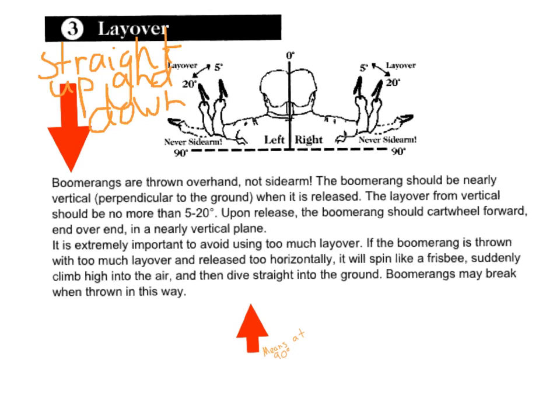Layover. Boomerangs are thrown overhand, not sidearm. The boomerang should be nearly vertical, perpendicular to the ground when it is released. The layover from vertical should be no more than 5 to 20 degrees. Upon release, the boomerang should cartwheel forward, end over end in a nearly vertical plane. It is extremely important to avoid using too much layover. If the boomerang is thrown with too much layover and released too horizontally, it will spin like a frisbee, suddenly climb high into the air, and then dive straight into the ground. Boomerangs may break when thrown this way.